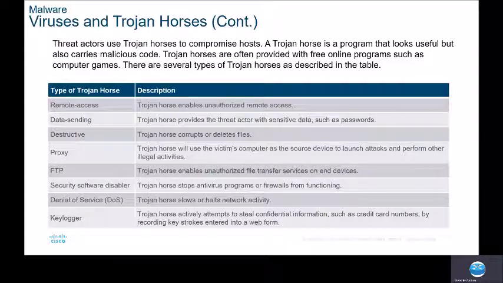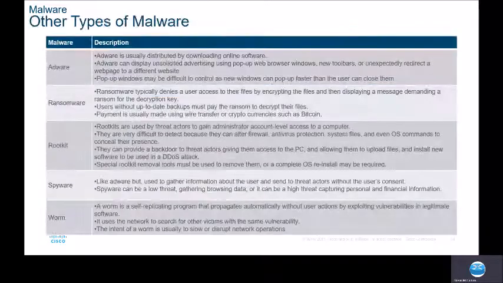Denial of service, of course, stops valid users from being able to use things. Keyloggers, of course, actively attempt to steal confidential information such as credit card numbers by reading keystrokes entered into a web form. Okay, so other types of malware are adware, ransomware, rootkits, spyware, and worms. Adware is usually distributed by downloading online software, and can display unsolicited advertising, pop-up web browser windows, new toolbars, or unexpected redirect web pages to a different website.